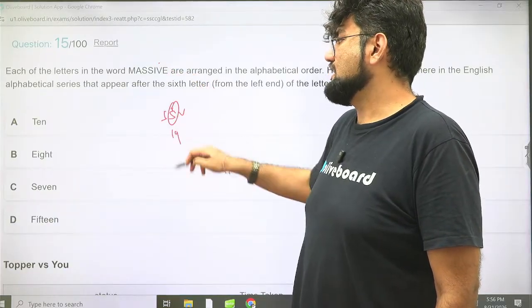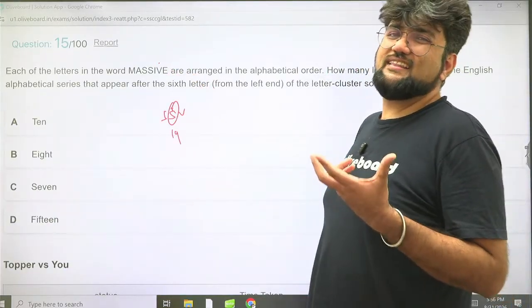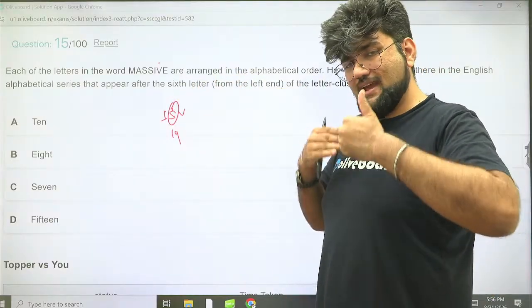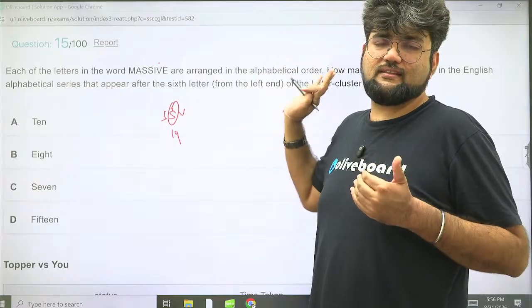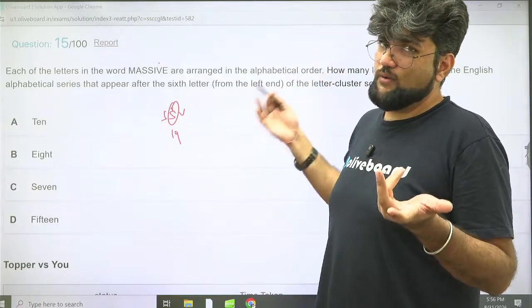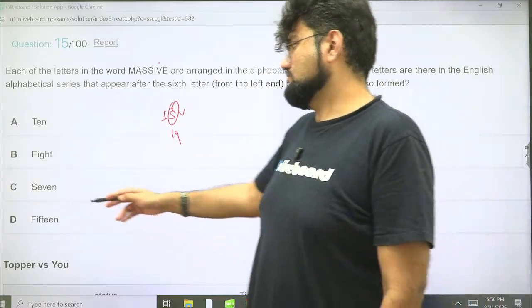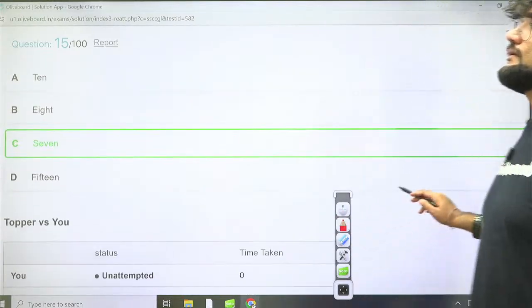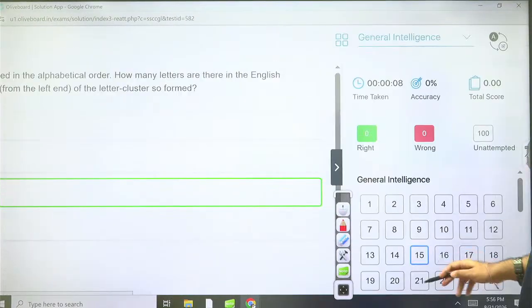After S means after 19 positions in the English alphabet. Generally, they ask you how many letters are between this and this, but this time they've only given you one. So from S, after S, how many letters are there, including till Z? 19, 26, 7 letters. Option C is the correct answer. It's that simple. Okay, 42 seconds. Next.